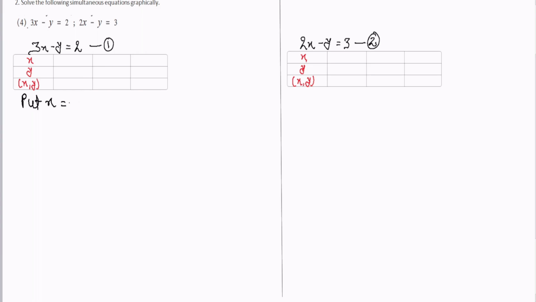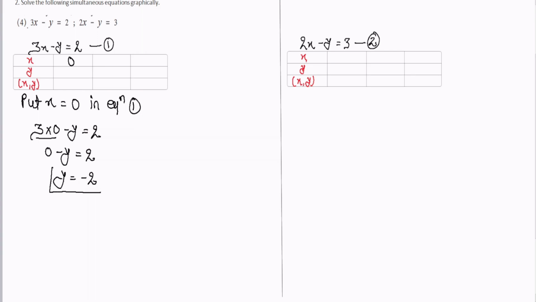x is equals to 0 in equation 1. So what we'll get when we put x is equals to 0? So this will be 3 into 0 minus y is equals to 2. This whole value will become 0 minus y is equals to 2. So the y will be equals to minus 2. So this will be minus 2. Solution will be 0 comma minus 2.